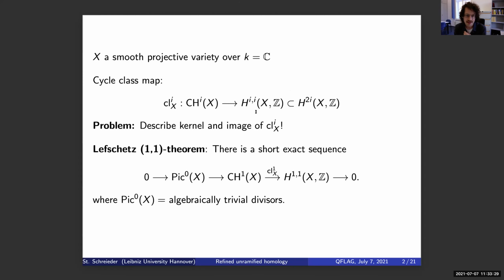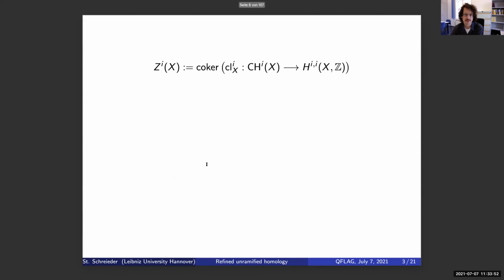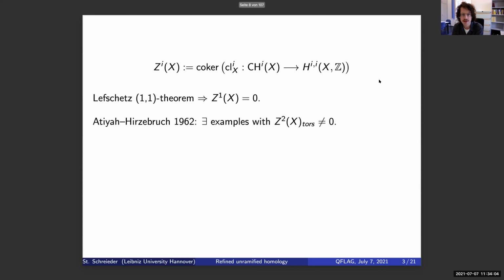Then over C, this problem is completely understood for divisors. That's the Lefschetz (1,1) theorem, which says that the cycle class map is actually surjective onto this piece. And the kernel consists exactly of the algebraically trivial divisors, so line bundles that you can deform to the trivial line bundle. So kernel and image are completely understood for divisors. Instead of trying to understand the image, we may as well understand the cokernel of that map. Lefschetz (1,1) says that this vanishes for i equals 1, and it's known that it doesn't vanish in general. For i bigger or equal to 2, there may be torsion elements in this cokernel.